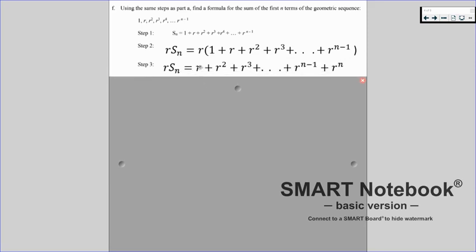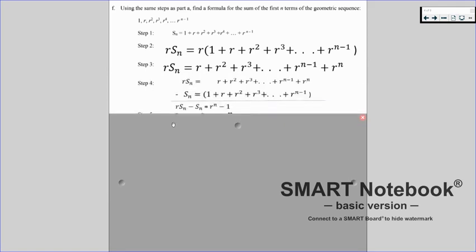Step 3, we're going to multiply this out. So we distribute, end up with our new statement. Now we're going to subtract. As we subtract, we're going to subtract our statement in step 3 from our statement in step 1. So over on this side, I get r times s sub n minus s sub n. So there's this particular left side. And then over here, all of these are going to simplify out in the middle. I'm left with r to the n minus 1.